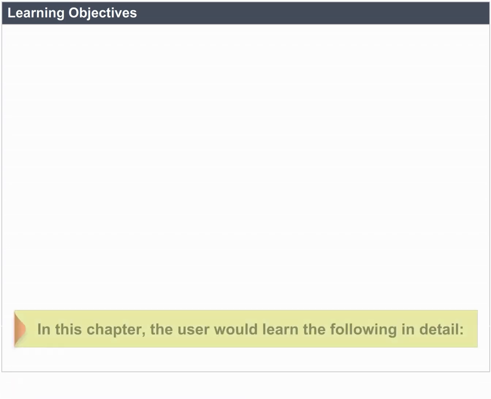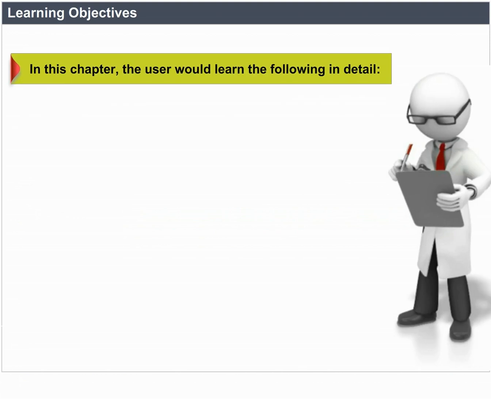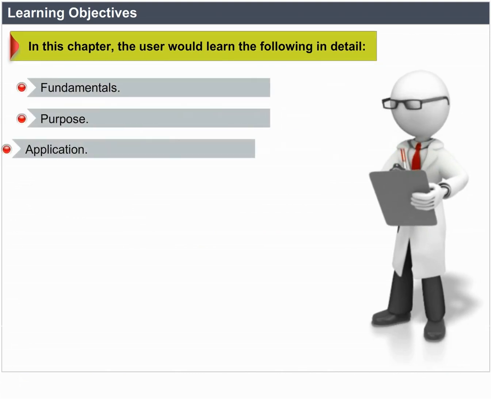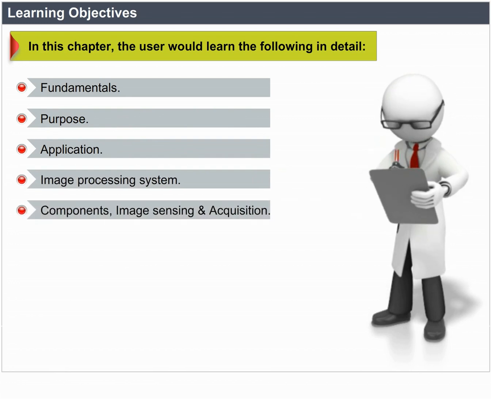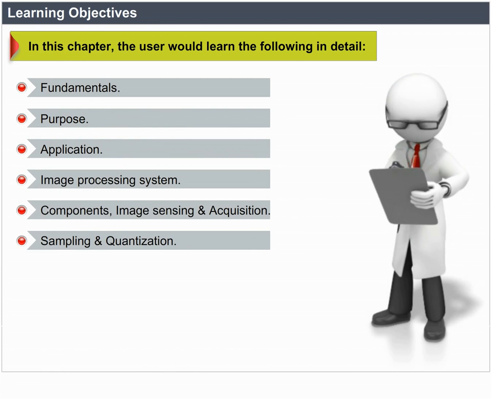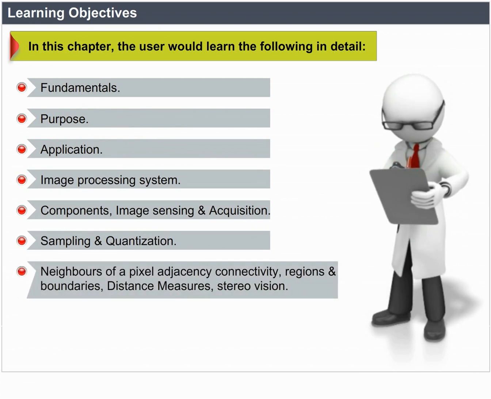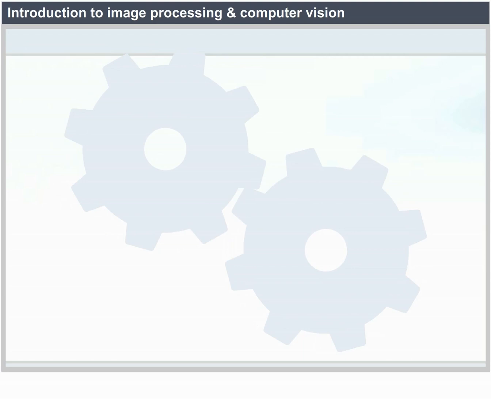Learning objectives. In this chapter, the user will learn the following in detail: fundamentals, purpose, application, image processing system, components, image sensing and acquisition, sampling and quantization, neighbors of a pixel, adjacency, connectivity, regions and boundaries, distance measures, stereo vision. Introduction to image processing and computer vision.